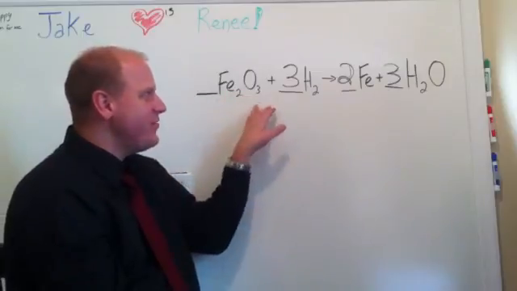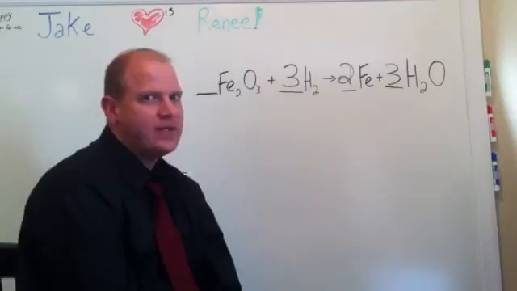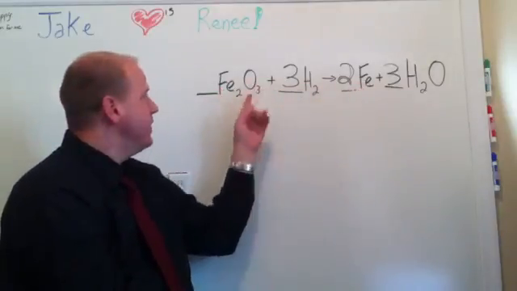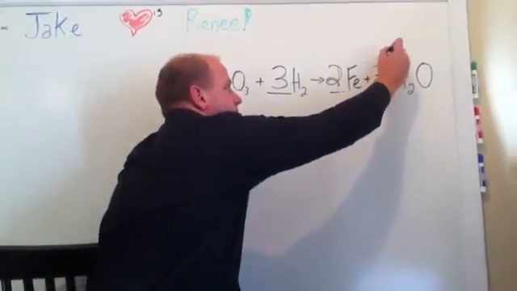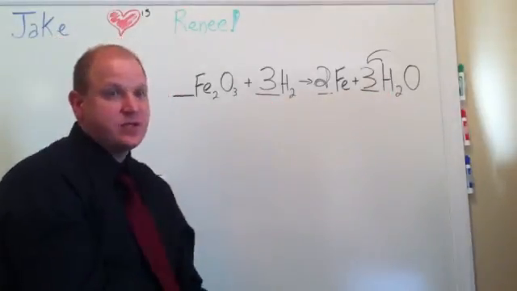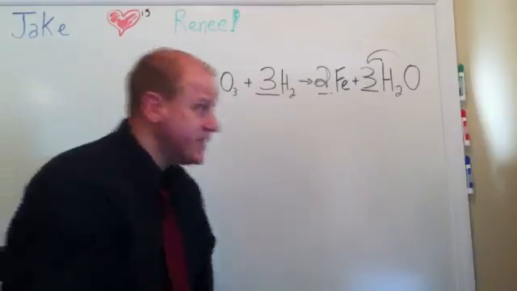So there we go. So now we've got this molecule. Now we could say it's balanced, but just to be safe, we'll always double check our answer. 2 iron, 2 iron, 3 oxygen, 3 oxygen, 6 hydrogen, and 6 hydrogen. So this chemical equation is balanced. So let's take a look at another one.